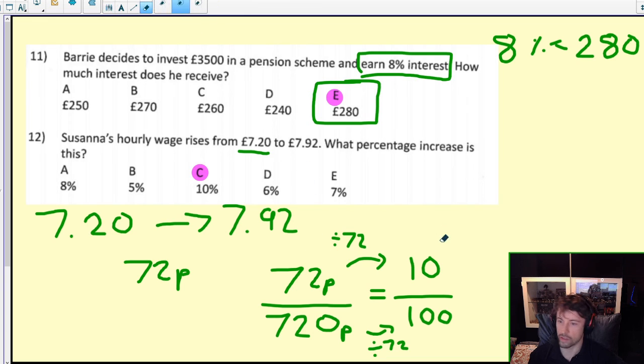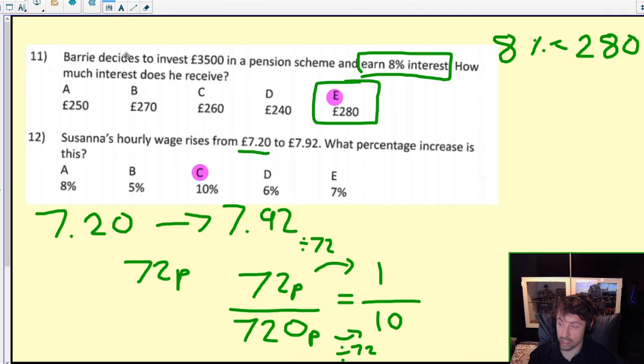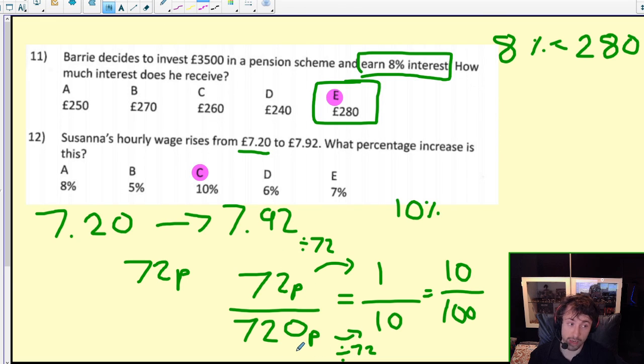And sorry, I've not done that again. It's 1 out of 10 divided by 72. And then bear in mind, as we want it to be as a percentage, so that means out of 100, 1 out of 10 is 10 out of 100. And as soon as you add up 100, you can just immediately write 10%. So the answer is 10%, because 7.72 pennies out of the 720 pennies per hour she was earning is 10%. So you'd say she's earning 10% more than she used to.